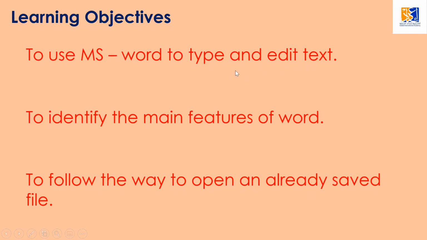When I ask you to type a text, where do you type? In Microsoft Word, yes? To identify the main features of Word. And number 3, to follow the way to open an already saved file. These are our 3 objectives for today.